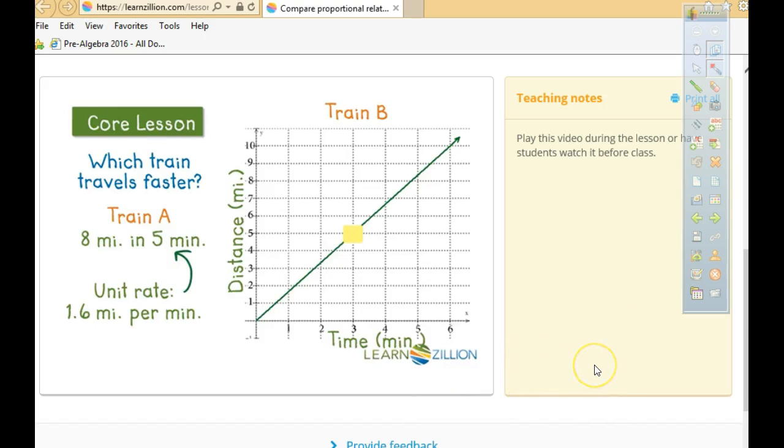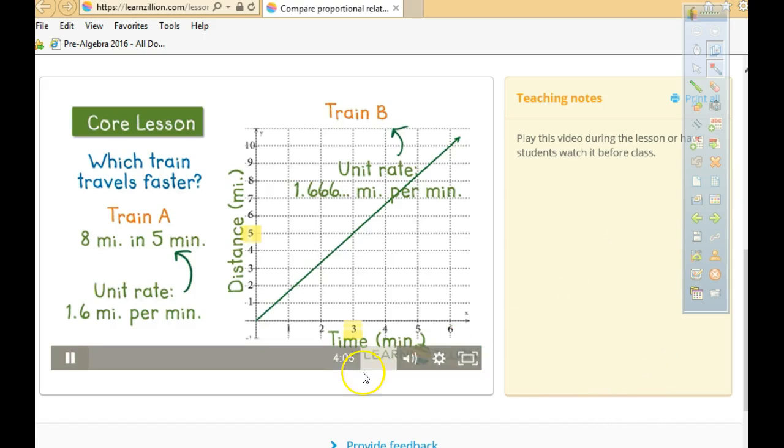Notice that if we looked at 1 on the x-axis, it's hard to tell what the corresponding coordinate is because we're between. What should it be? Use your calculator if you need to divide. We want to put it as a decimal also. 5 miles are traveled in 3 minutes. Dividing 5 by 3, we get a unit rate of 1.6 repeating miles per minute.